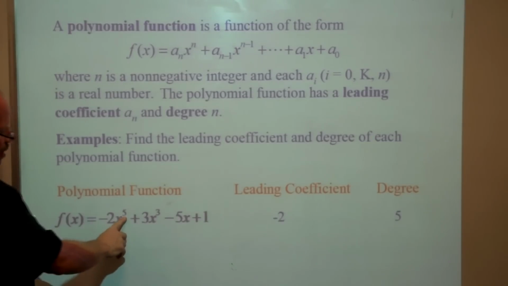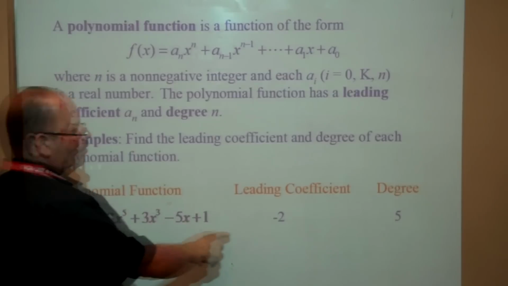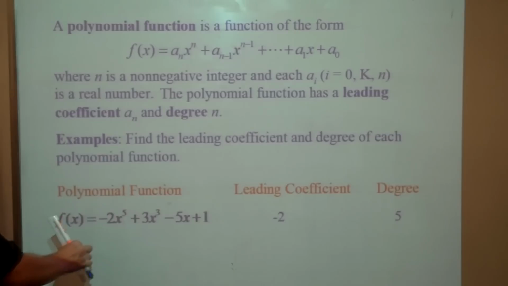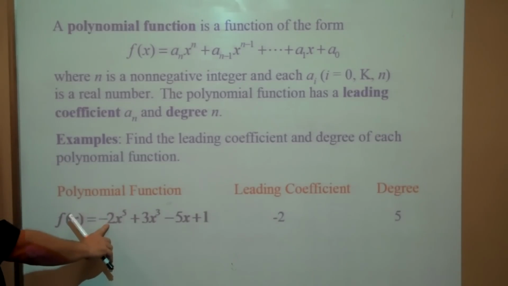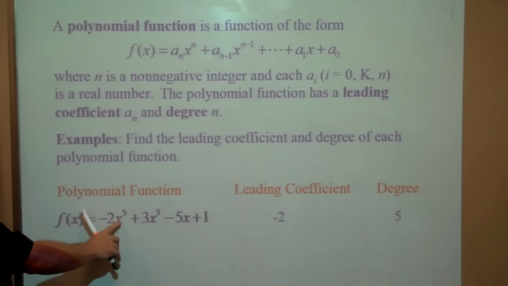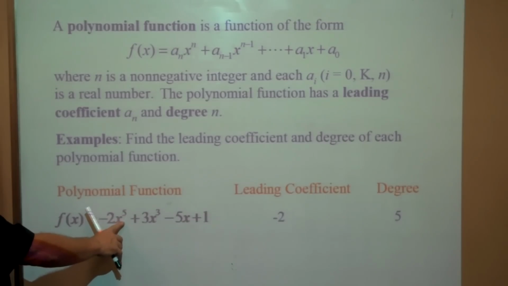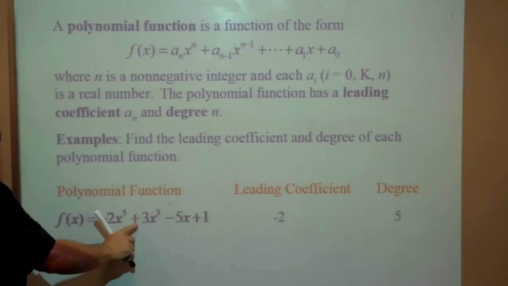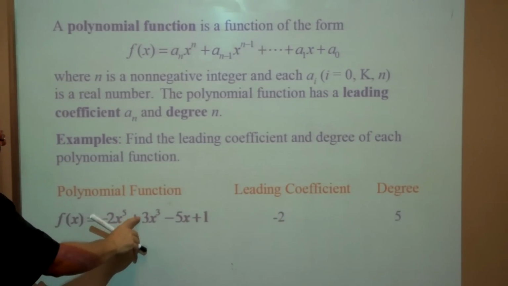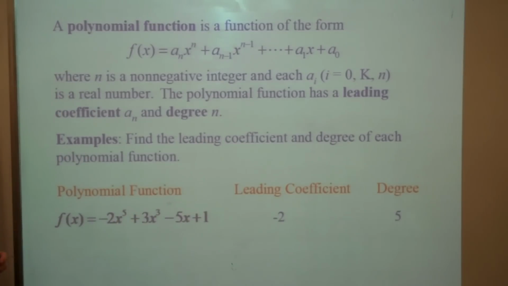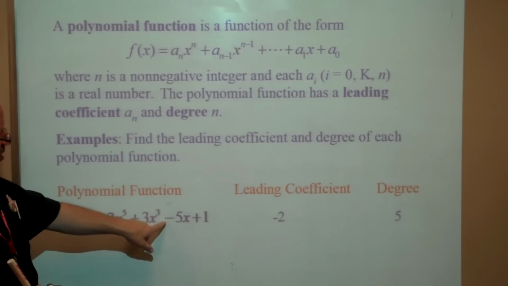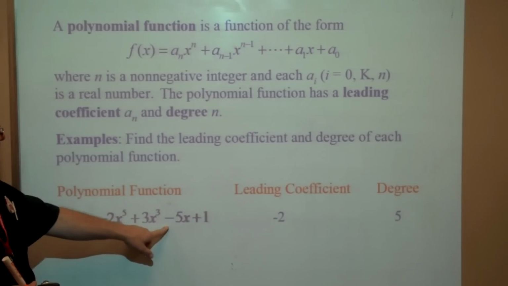This, the highest power on x, is the fifth power. It makes it a degree 5. The leading coefficient is the negative 2. It's the coefficient with the highest power of x. Now you're saying, but Mr. DeFranzo, 5 minus 1 is 4. Well, there's an x to the fourth in here. It's just that it's times 0, so we can't see it. Do you understand? There is a 0 x to the fourth. There is a 0 x squared here.